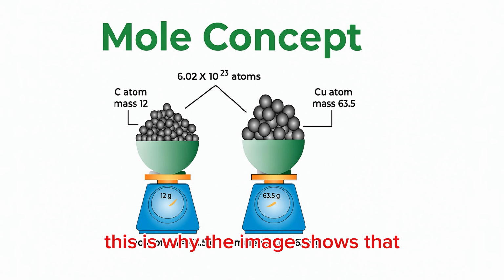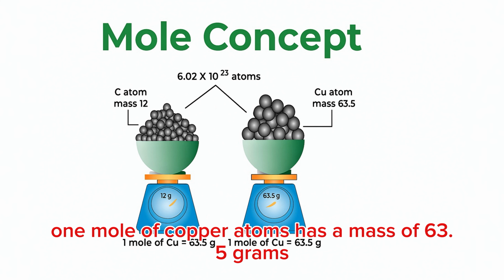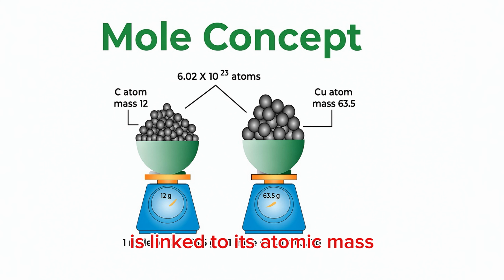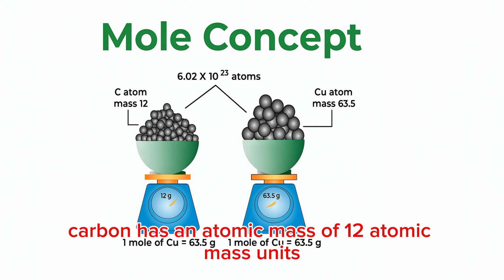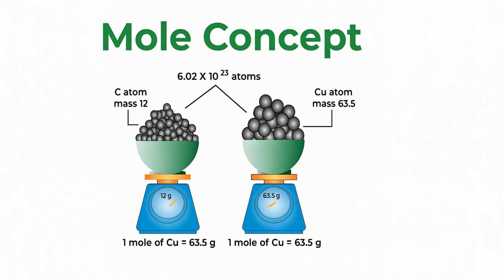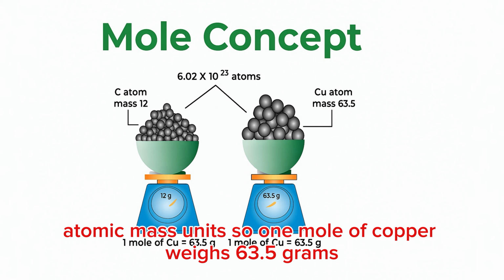This is why the image shows that 1 mole of carbon atoms has a mass of 12 grams. 1 mole of copper atoms has a mass of 63.5 grams. The reason for this difference is that the mass of each atom is linked to its atomic mass. Carbon has an atomic mass of 12 atomic mass units, so 1 mole of carbon weighs 12 grams. Copper has an atomic mass of 63.5 atomic mass units, so 1 mole of copper weighs 63.5 grams.